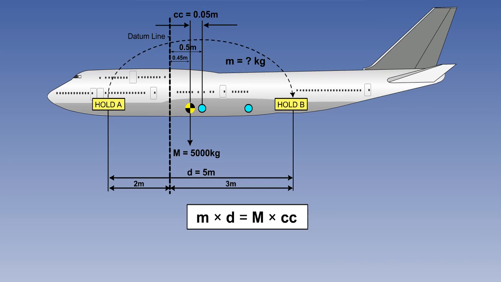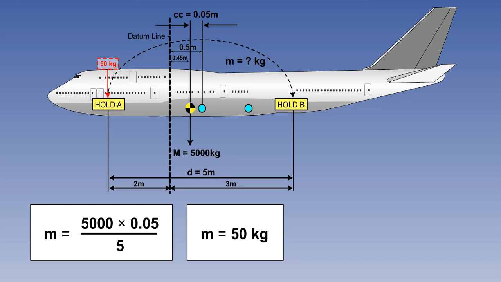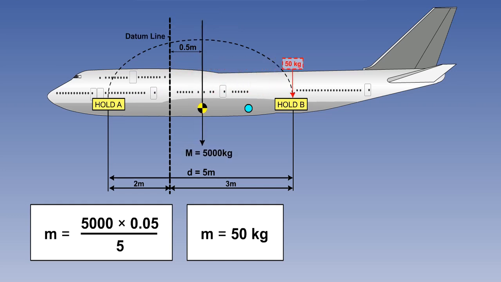The first step is to write down the formula m times d equals M times cc, and transpose the formula to solve for m. Use our numbers in the formula for big M, cc and d. Solve for little m, which equates to a mass of 50 kilograms, being the mass to be moved from hold A to hold B to bring the centre of gravity onto the forward limit of 0.5 metres aft of datum.